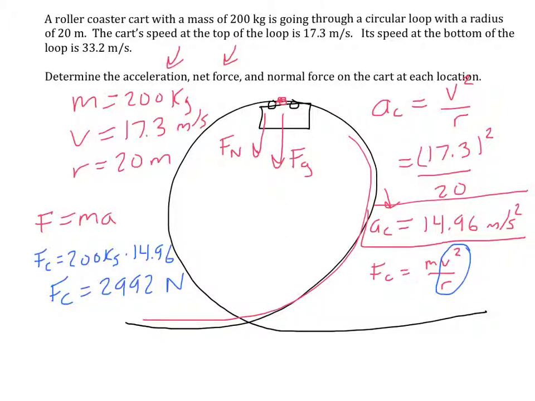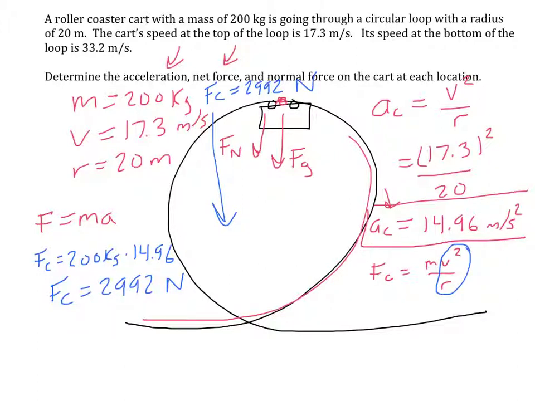And which way does the centripetal force point? It's always towards the center of the circle. So I'm going to draw that off to the side, just because I don't want anyone to think there's a third force here. There is not. It's not a separate force, but the overall centripetal force. This car is feeling 2992 newtons towards the center of the circle.